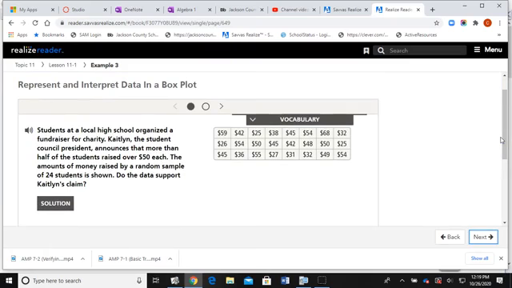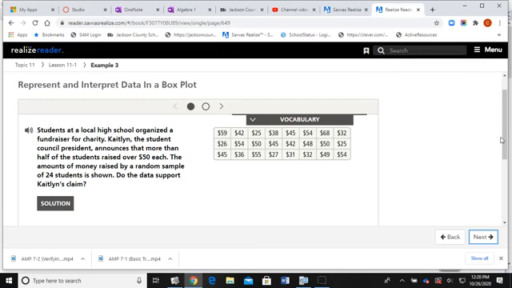Again, information is here. Students at a local high school organized a fundraiser for charity. Caitlin, the student council president, announces that more than half of the students raised over $50 each. The amounts of money raised by a random sample of 24 students is shown. Do the data support Caitlin's claim?